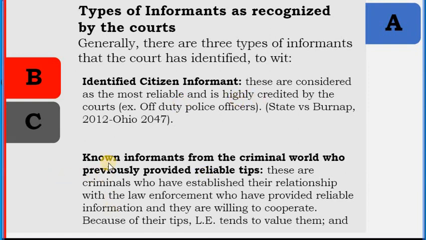Next, we also have the known informants from the criminal world who previously provided reliable tips. So, these are the criminals naman, from underworld naman. These are the criminals who have established their relationship with the law enforcement, who have provided reliable information, and they are willing to cooperate because of their tips. So, law enforcement tends to value them.